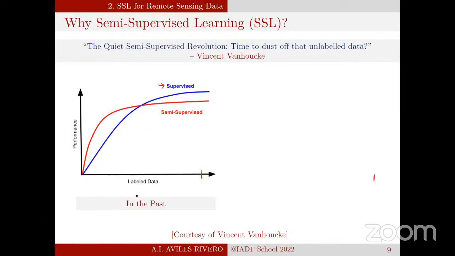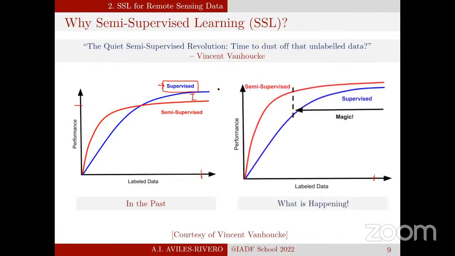what was the belief in the research community is that if you want performance, what you need to do is to have more labels. This was the go-to paradigm: I need performance, so I need to make sure that I have enough labels. And if I want to work in semi-supervised learning, then I know there will be a gap in performance here.